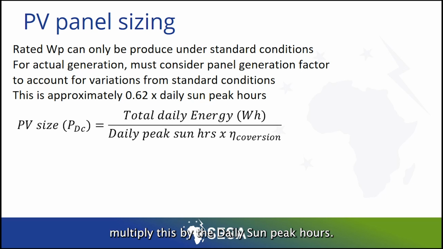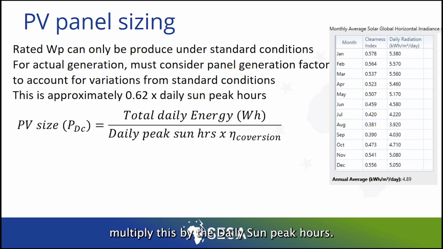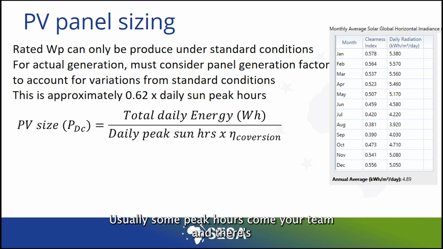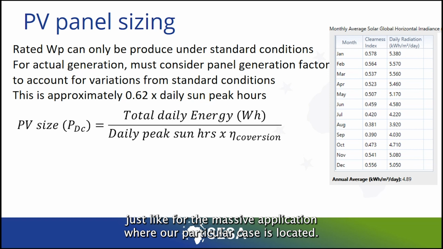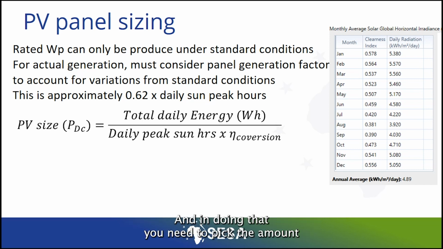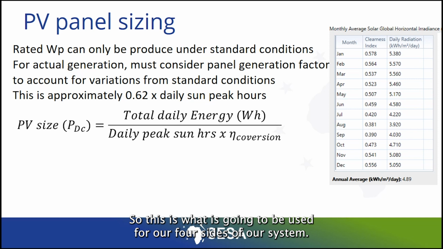So you now need to multiply this by the daily sun peak hours. The daily sun peak hours can be obtained, and there is a lot of resource data on that. I have taken this data from the NASA website for Kumasi, the location where our hypothetical case is located. In doing that, you need to pick the month with the lowest insolation. Here we have August having the lowest insolation of 3.920. So this is what is going to be used for sizing our system.